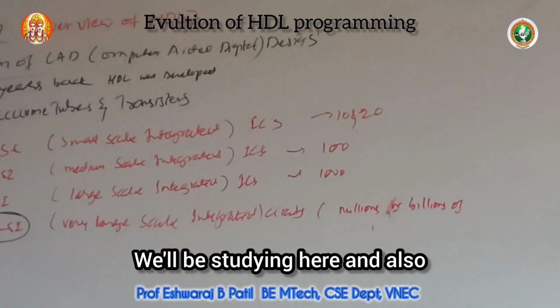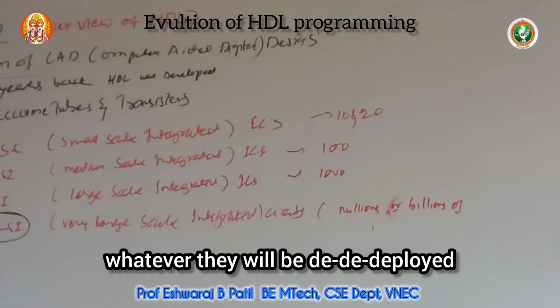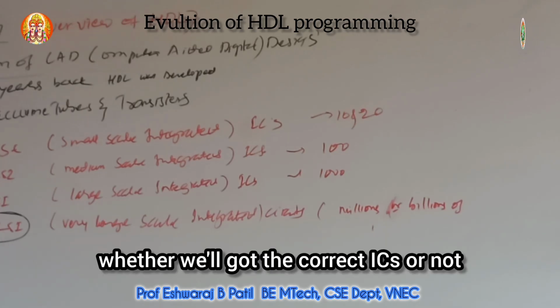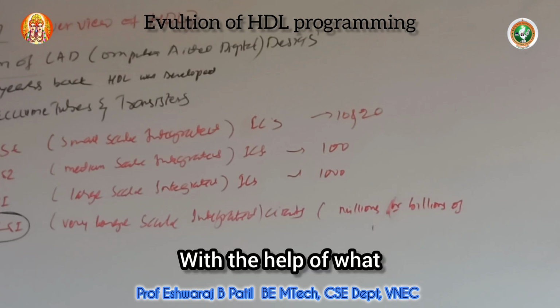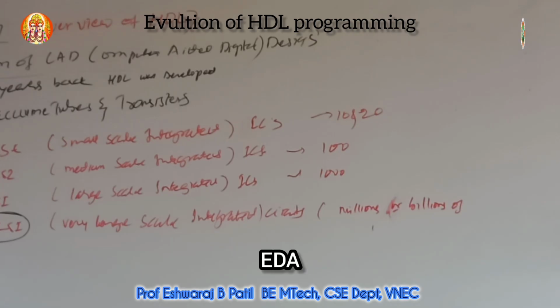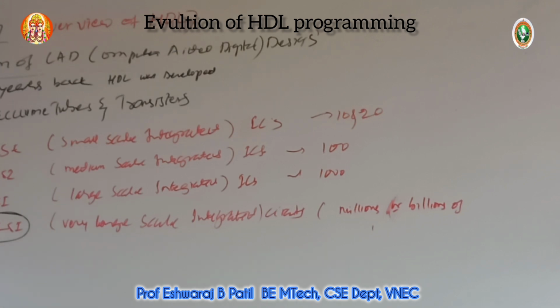Very large scale integrated circuits, we'll be studying here. And whatever ICs will be deployed with the help of transistors, whether we got the correct ICs or not, we have to check with the help of one tool that we call the electronic design automation tool, EDA.